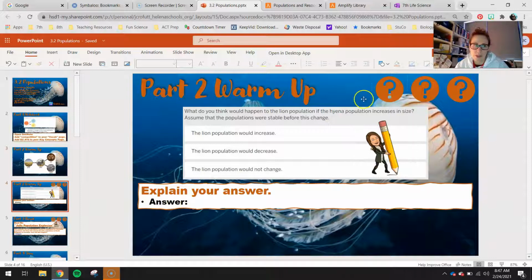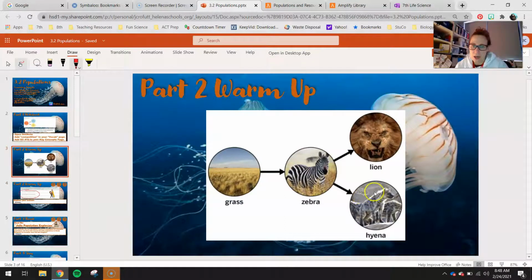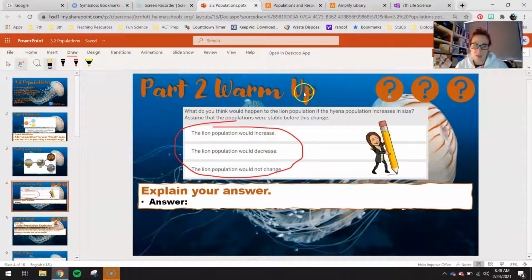Notice the little guy with the draw tool, so go up and hit your draw tool, and you are going to circle one of these answers, kind of like a little multiple choice. So what do you think would happen to the lion population if the hyena population increased in size? So our hyena population is going to go up. Think of what that would do to your zebras, and then indirectly what that would do to your lions. Would they go up, or would they go down? Okay, so that's the first part of that warm-up question. So circling the answer, you think the lion population would increase, decrease, or not change at all.